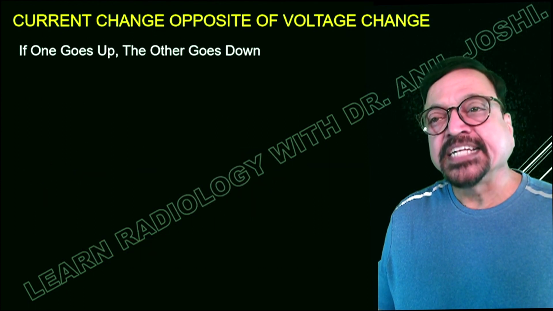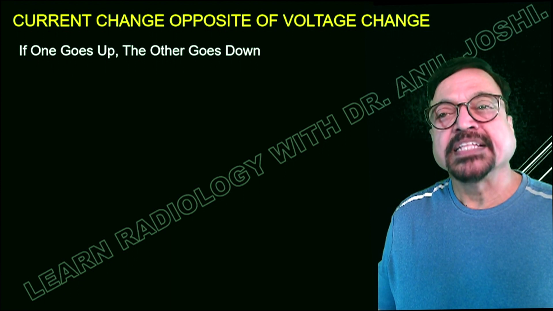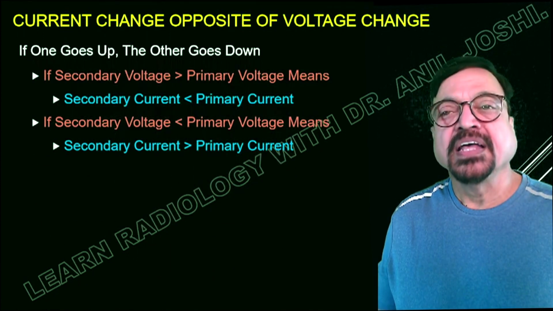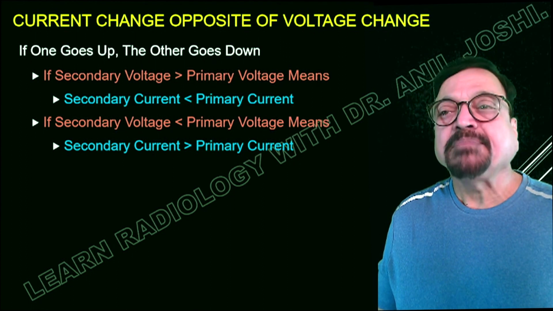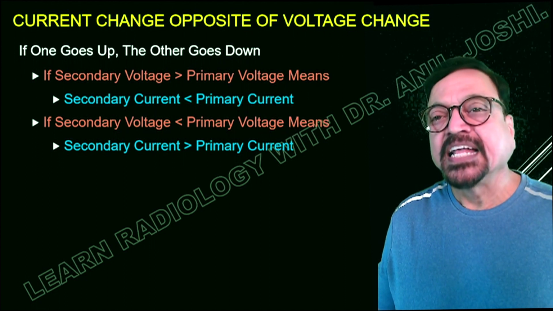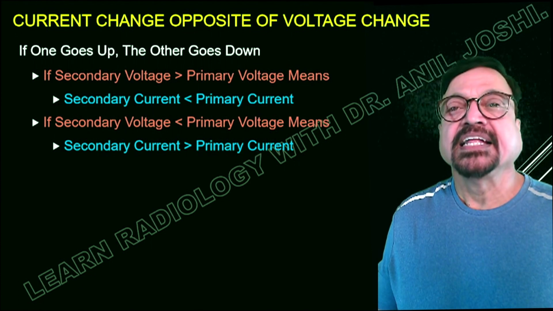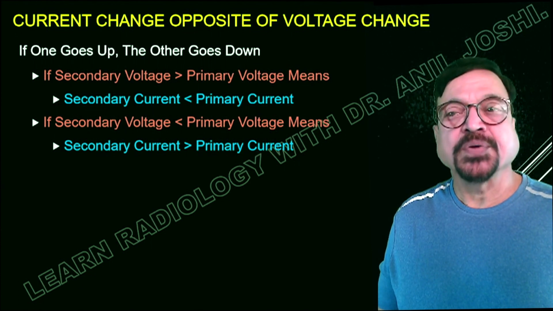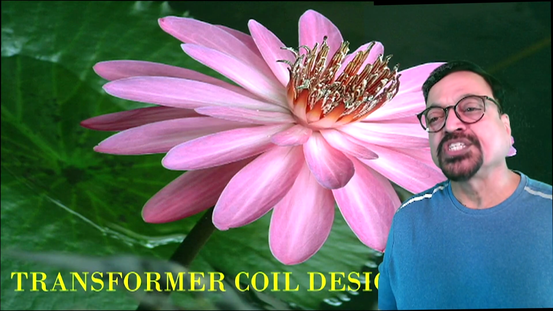The current changes opposite of the voltage changes. If one goes up, the other has to go down. If secondary voltage and primary voltage are governed, which is more or which is less will give us the current in primary or secondary. So this is a simple formula which you can easily remember for step up or step down transformers.